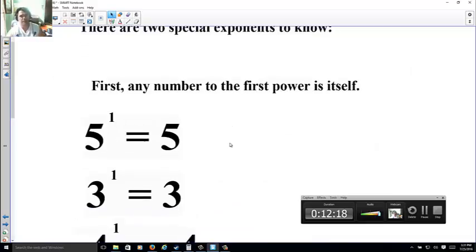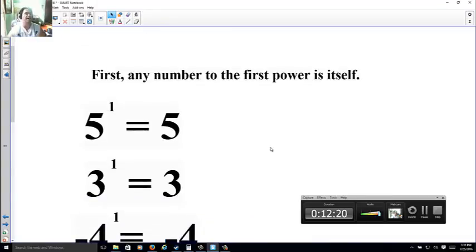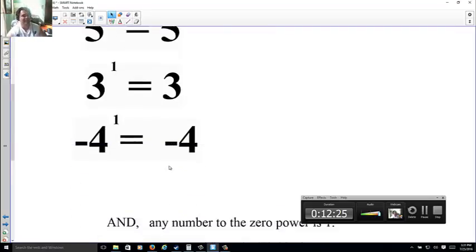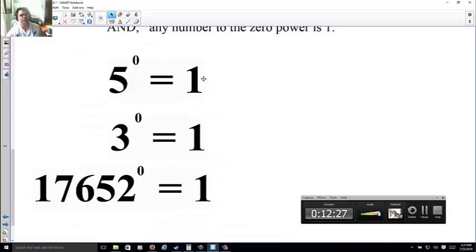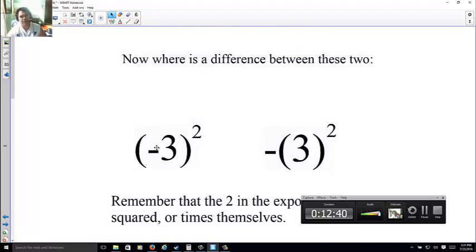There are 2 special exponents to know. Anything to the 1st power is itself. So 5 to the 1st power is 5, 3 to the 1st power is 3, etc. And anything to the 0 power is 1. We talked about that with Dave's patient 0 and the Ebola thing. Anything to the 0 power is 1. 55 to the 0 power is 1. 65 million jillion kabillion to the 0 power is 1. So you know.